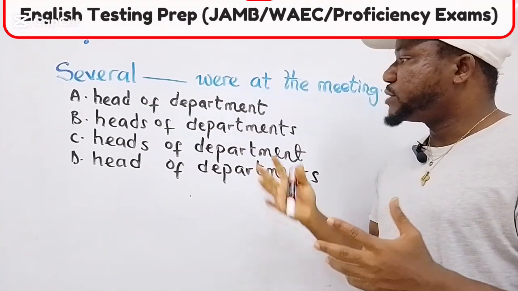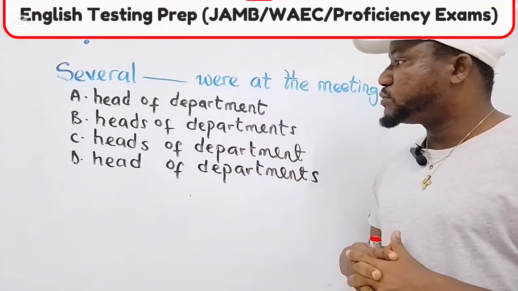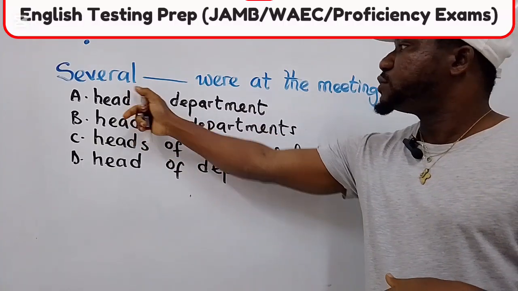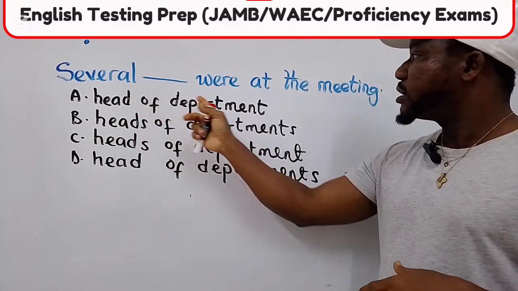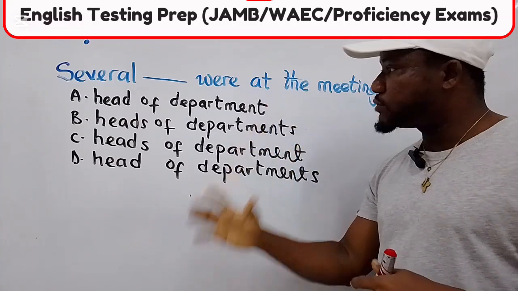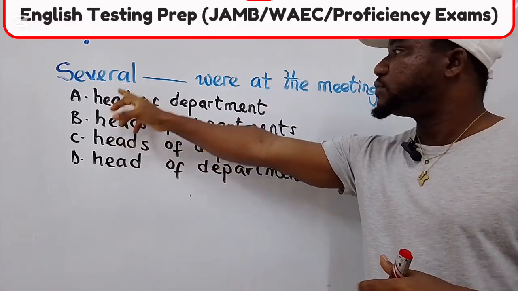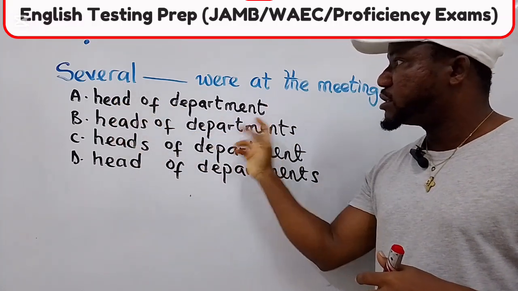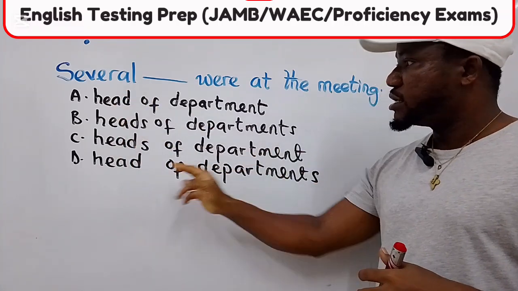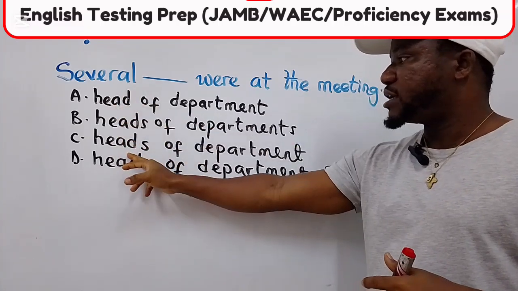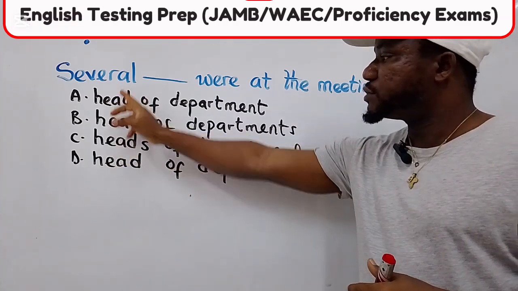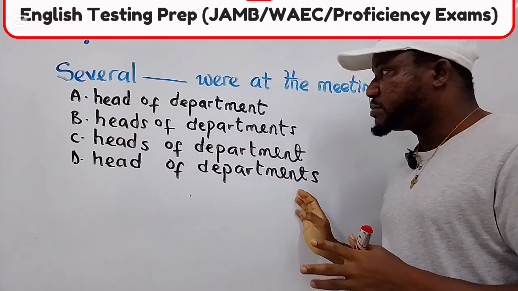Let us take a look at this question and figure out what the right option is going to be. The question is: several blank where are the meeting? We have four options to choose from. The first is several head of department. B, several heads of departments. C, several heads of department. And finally, we have several head of departments.